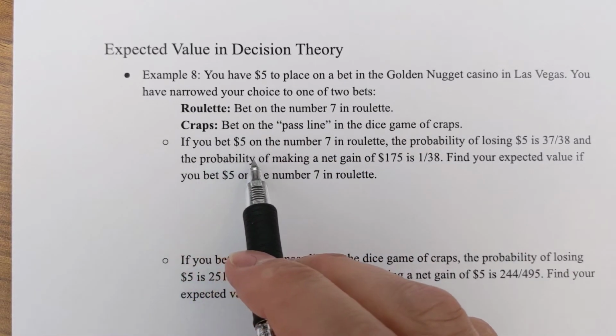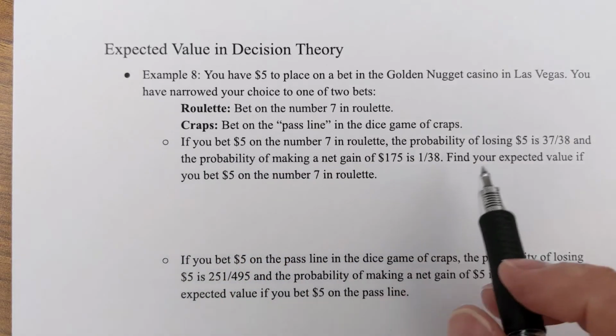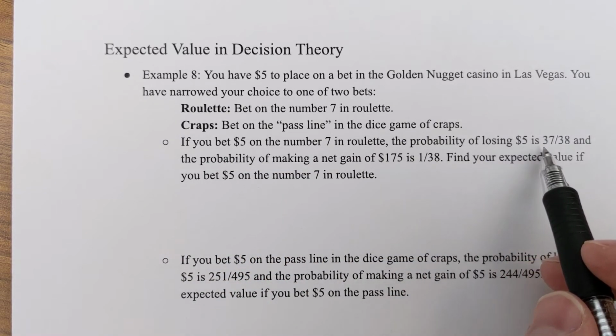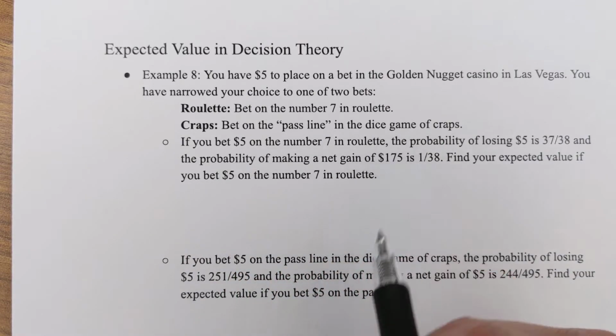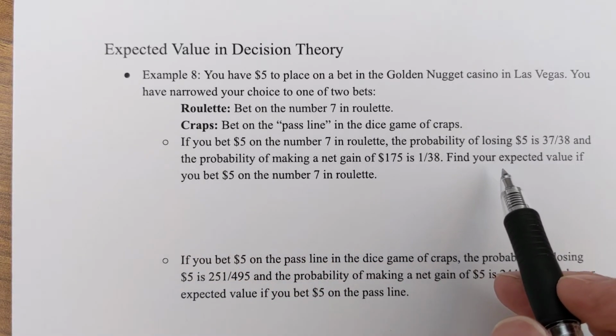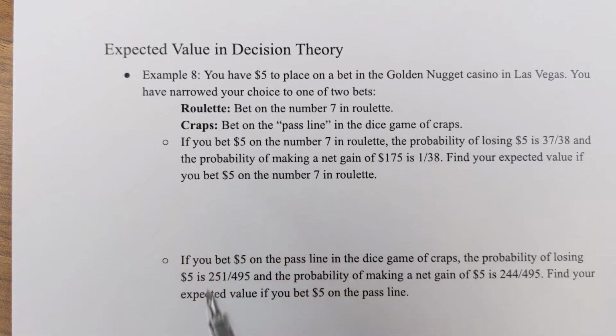So if you bet $5 on the number 7 in roulette, the probability of losing $5 is 37/38, and the probability of making a net gain of $175 is 1/38. So that's how much you'll make back. Find your expected value if you bet $5 on the number 7, and then same thing down here.